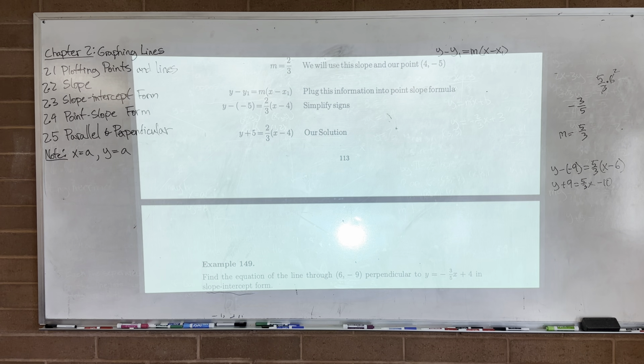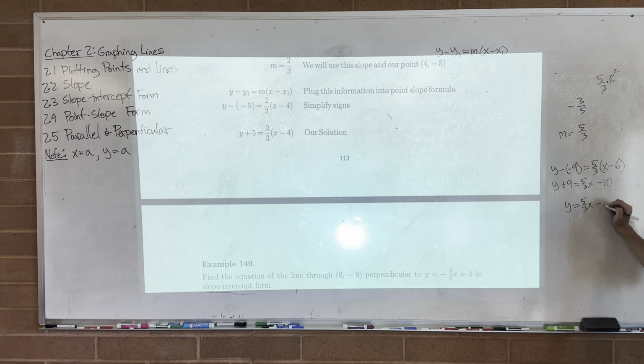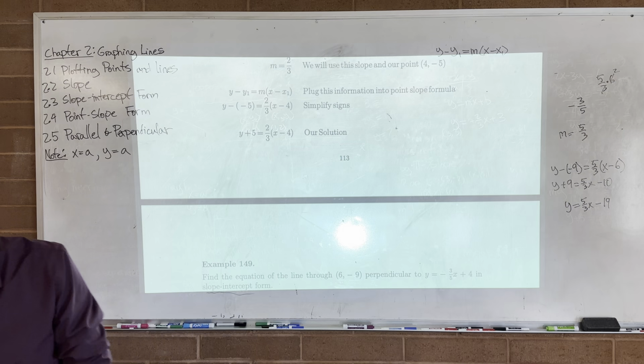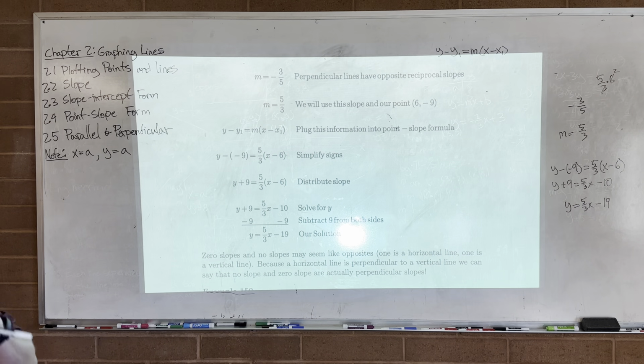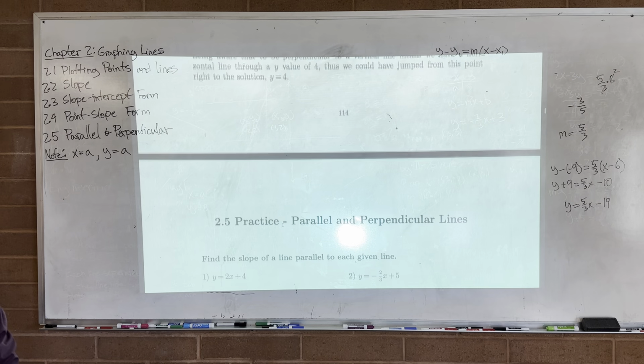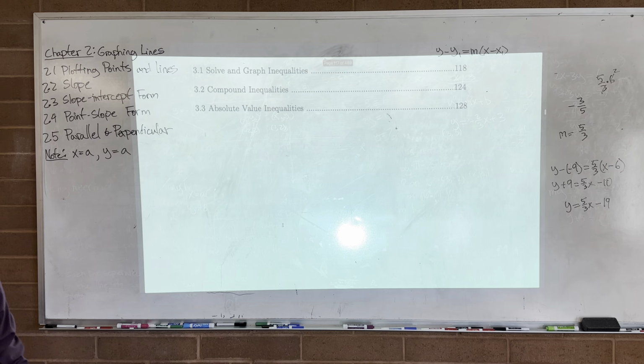Now you want to subtract 9 from both sides. And so we get y is equal to 5/3 x minus 19. And there we go. That is the slope-intercept form. Let's see if we got it right. Y equals 5/3 x minus 19. Wonderful. And so that is it.